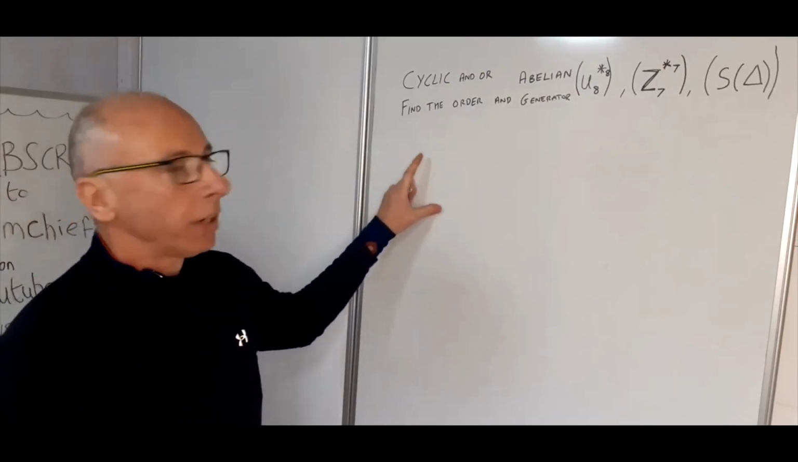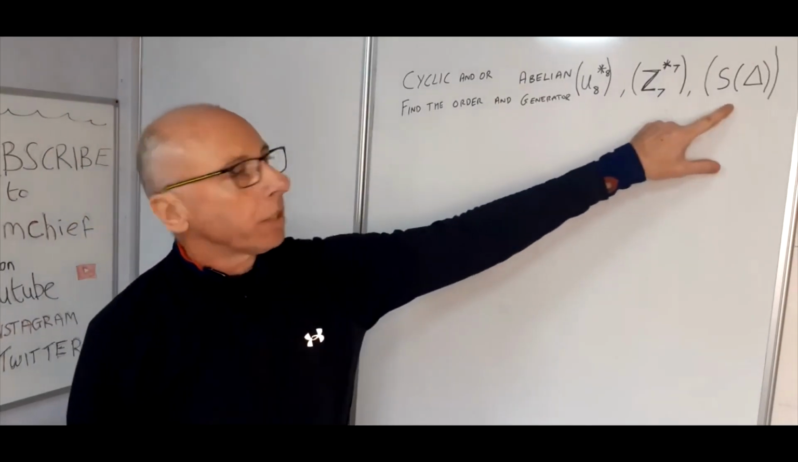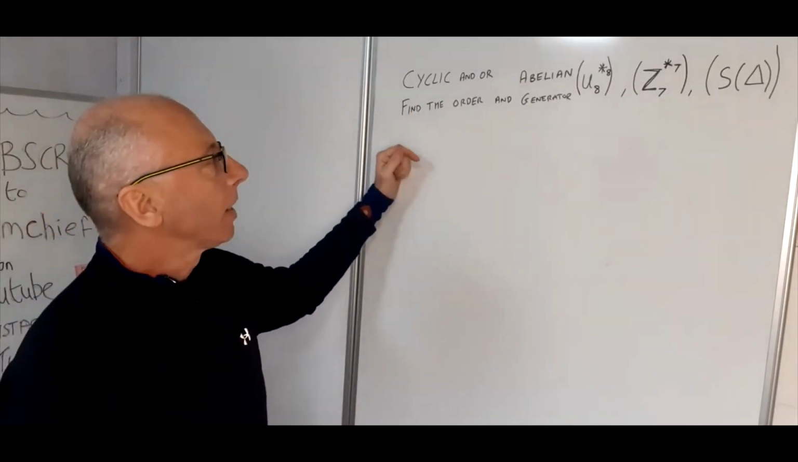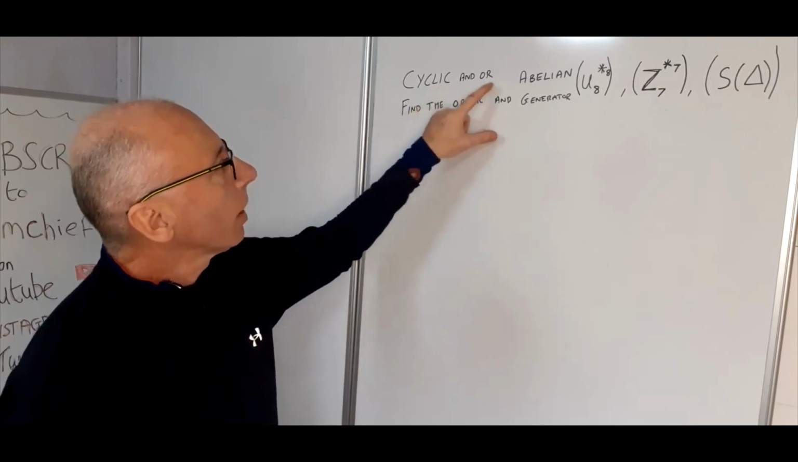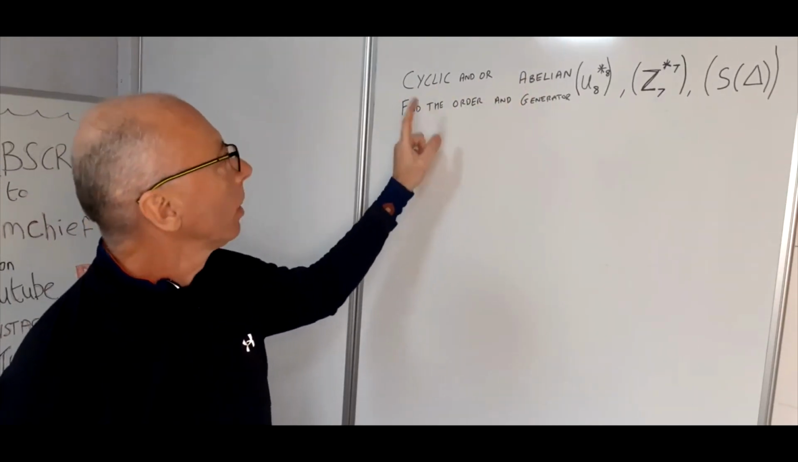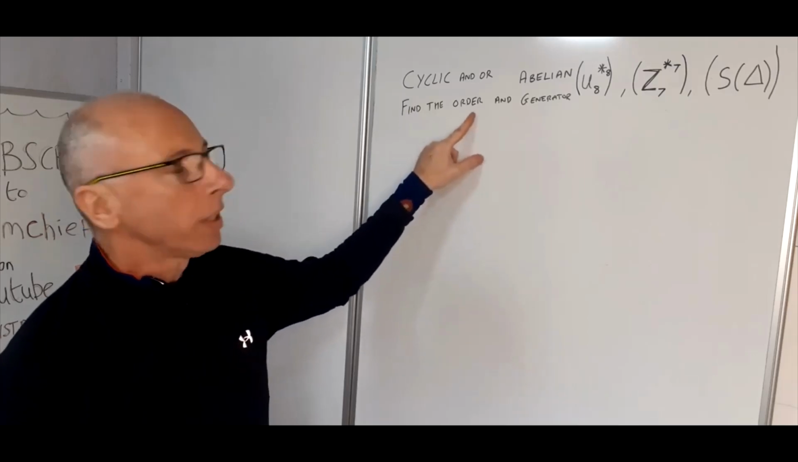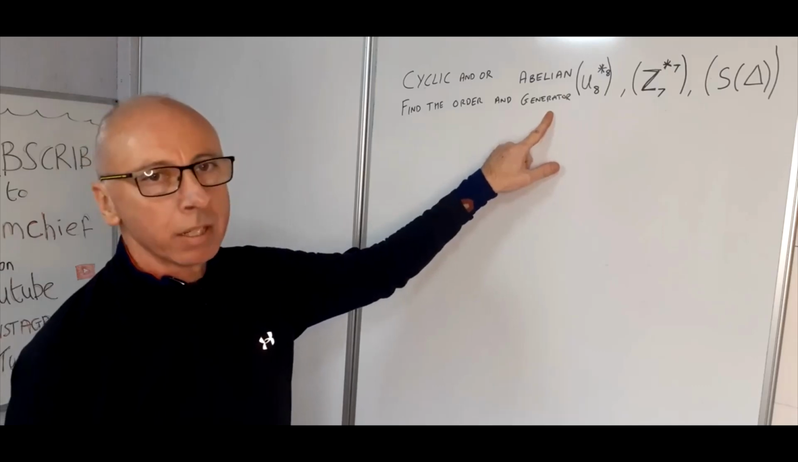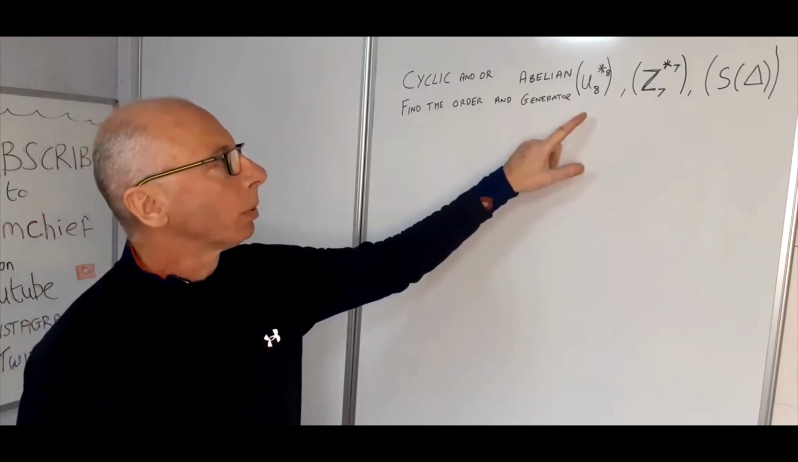So we're going to do some group theory today, and we're going to look at these three groups, evaluate what the group is in a Cayley table, and we're going to see if they're cyclic and/or abelian, so not necessarily, they can be both. And then we're going to find the order of each element, and for each element we're going to see if it makes it into a generator of the group.